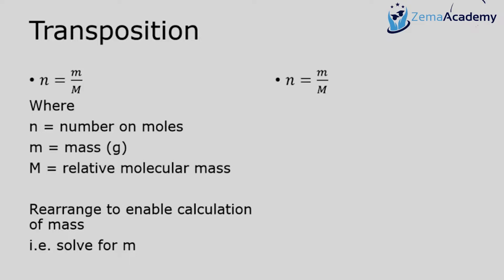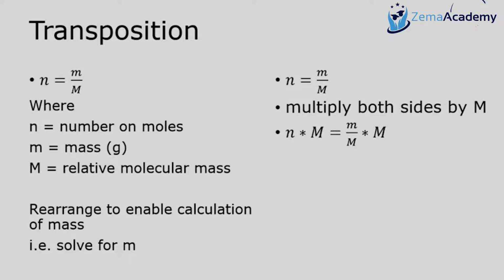Well, I start with n equals m over big M. I'm now going to multiply both sides by the big M, because I want the little m by itself. So I have n times big M on the left, and m over big M multiplied by big M on the right. The big Ms on the right cancel. M over M is 1, and that means that I have little m equals n times big M.